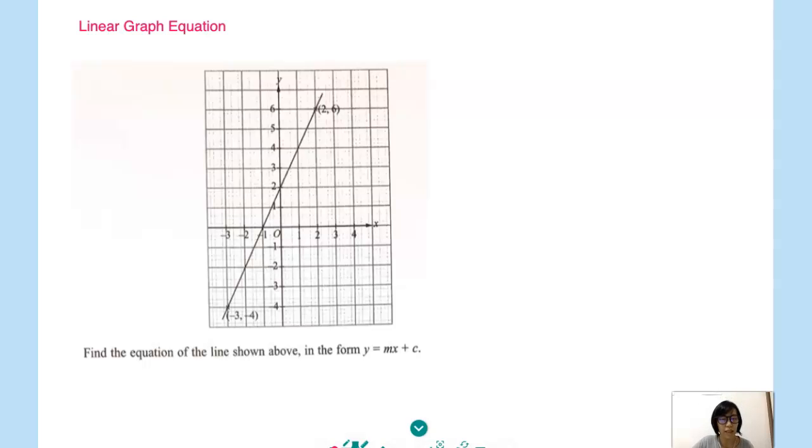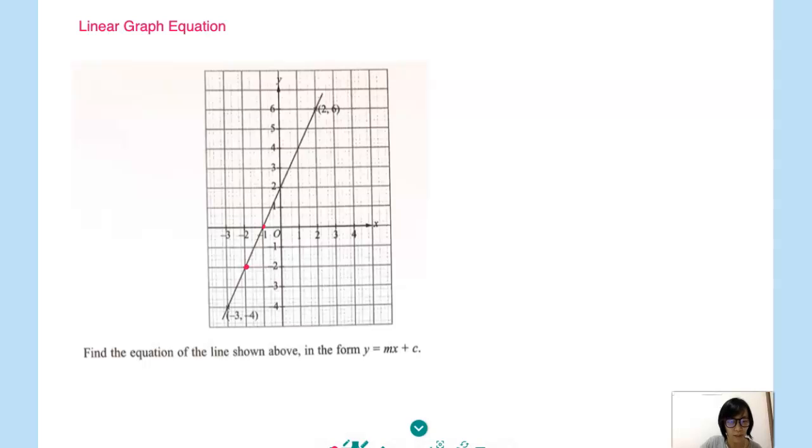So this question says to get the equation of the straight line in the form of y equals mx plus c. As you can see, this straight line is given, and there are two coordinates that are given to you, but there are actually many coordinates on the line, right? You can have this point here, this point, and so on and so on. There are many coordinates on this line, but two of them are written for you.